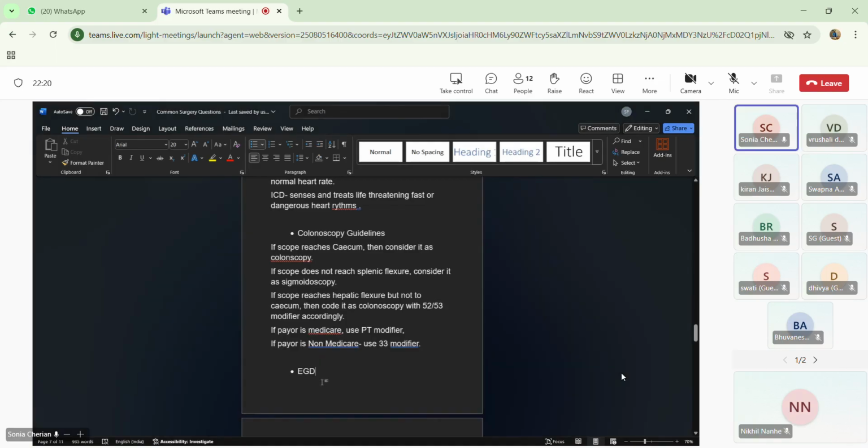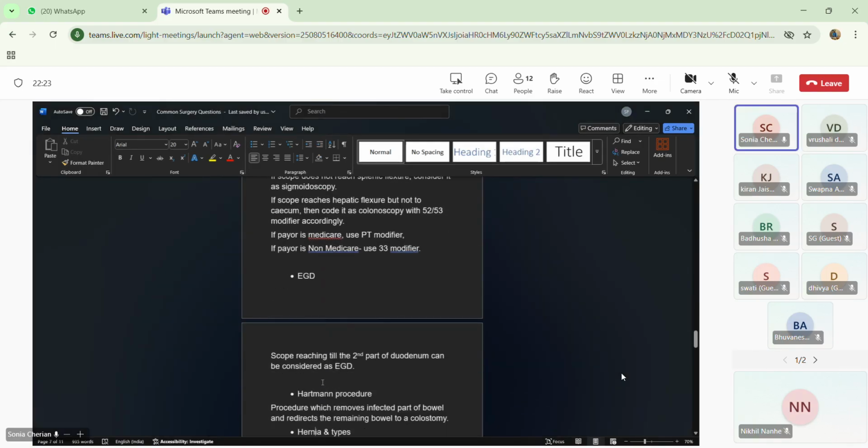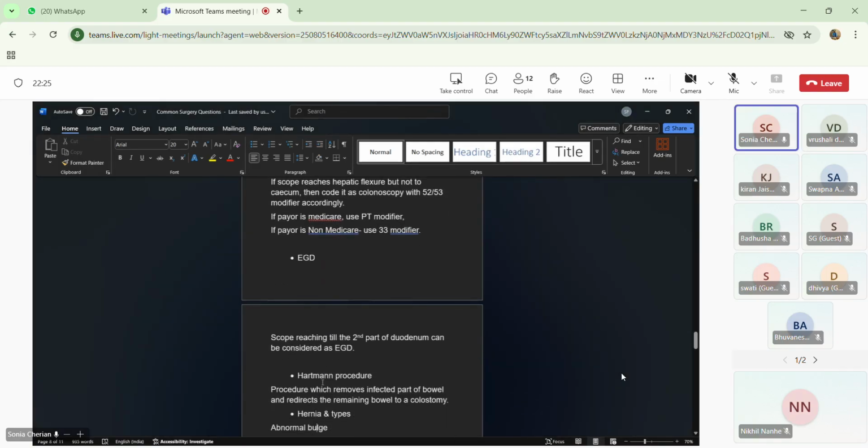So EGD we know, right? EGD is a scope, esophagogastroduodenoscopy. EGD can be considered only if the scope reaches till the second part of duodenum. If it doesn't reach the second part, if it just gets stopped somewhere in the end part of the esophagus, we'll call it esophagoscopy. But if it is inside the first part of duodenum, then we call it EGD. Okay, till the second part we can call it EGD.